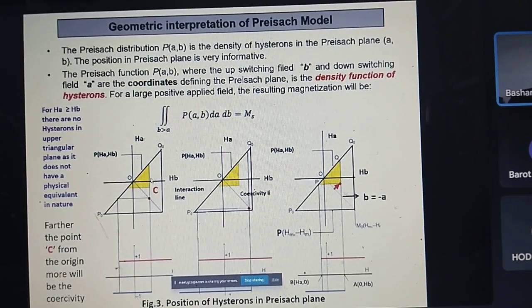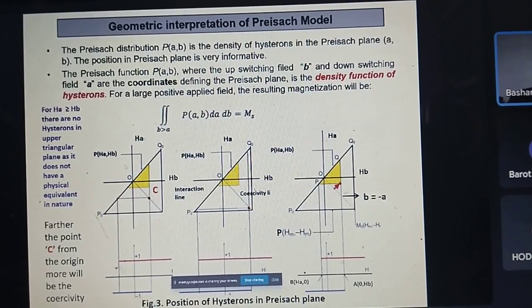So if we collect information about all the hysterons, and then plot them on a graph, where one axis is H_b and the other is H_a, H_a is the switching down field, and H_b is the switching up field. This line running diagonally is known as the Preisach plane. Then these small red colored dots represent the position of a hysteron in this Preisach plane. This dotted curve is known as the coercivity line.